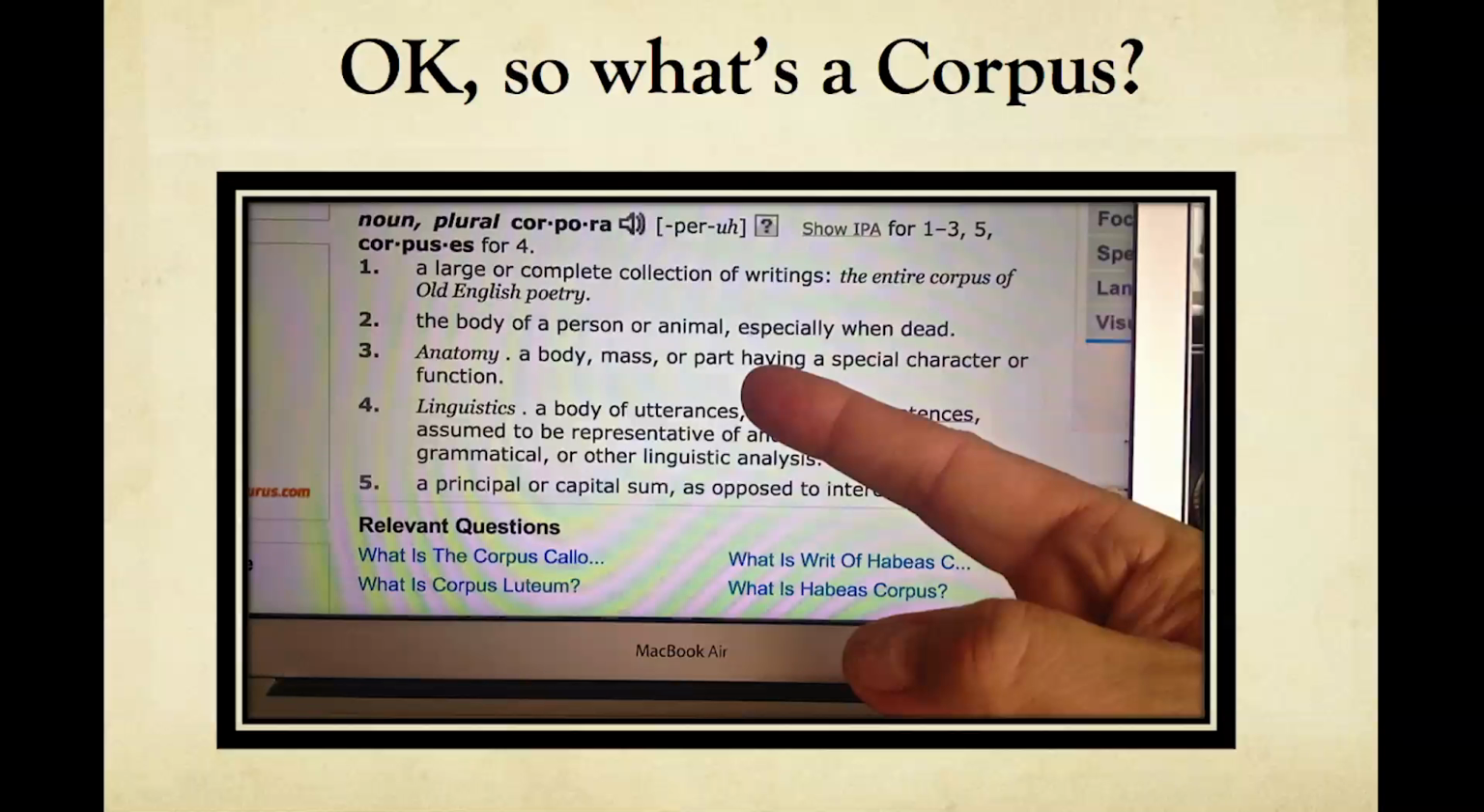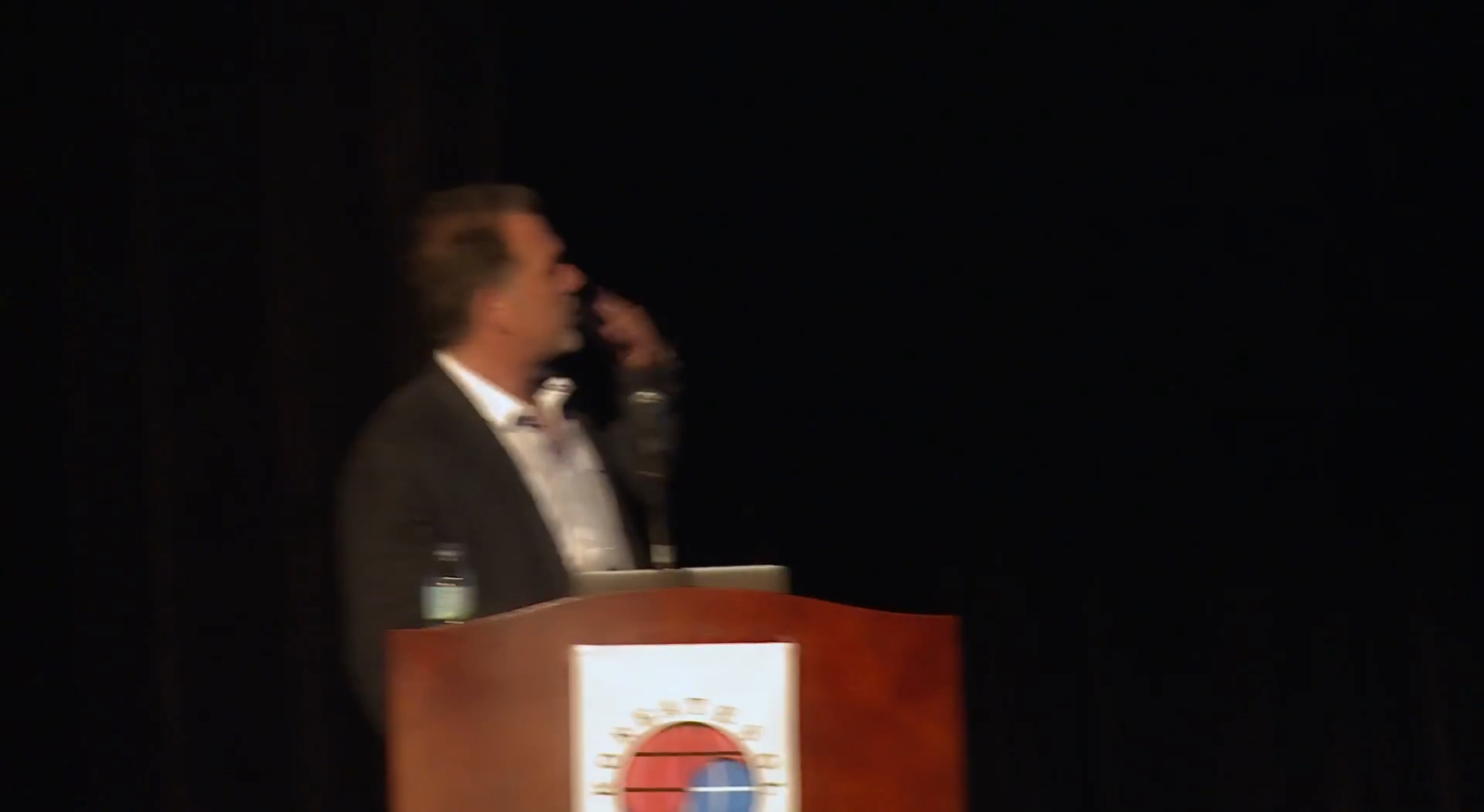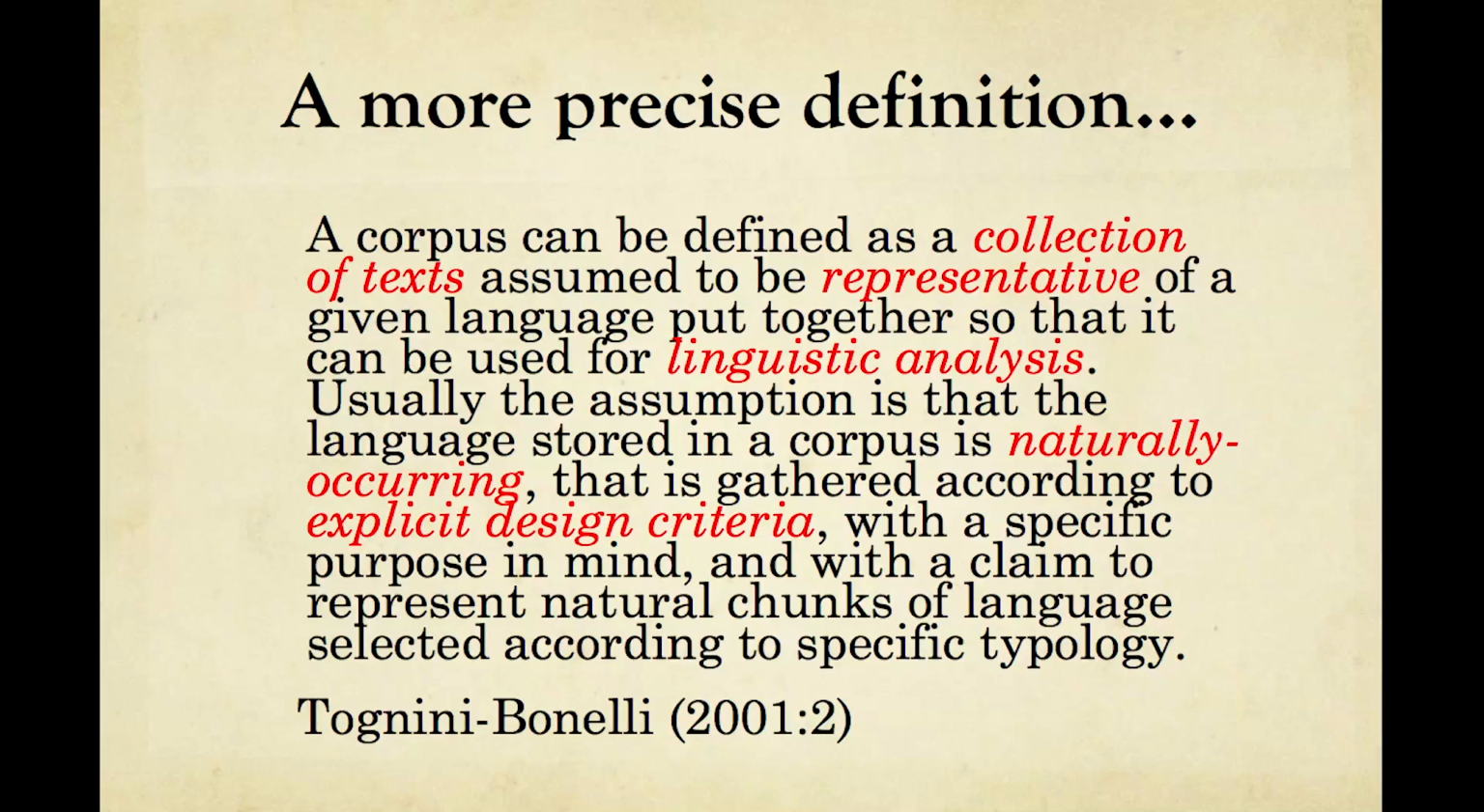But for our purposes today, here's a definition related to real corpus linguistics. It's basically a collection of texts that's supposed to be representative of a given language, put together for the purpose of linguistic analysis. It should be naturally occurring for the most part and have some kind of explicit design criteria. It's a big mouthful.